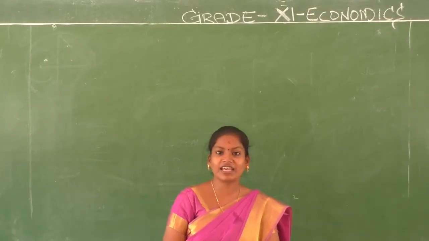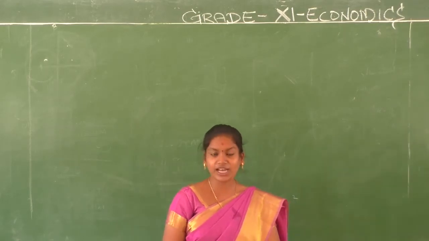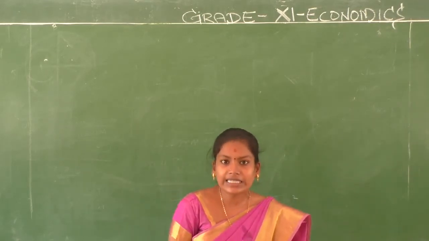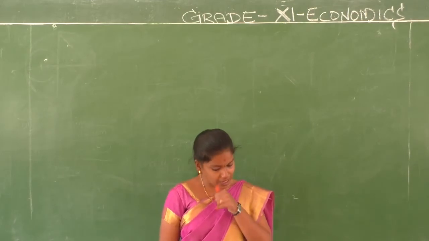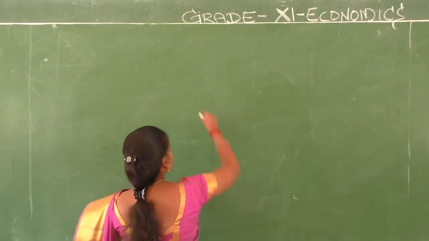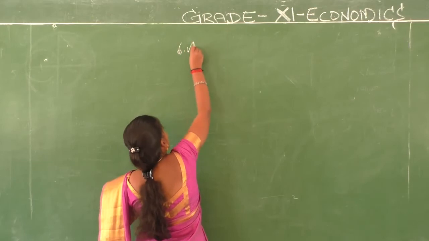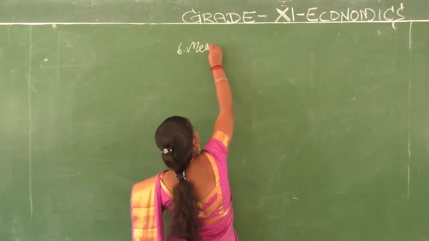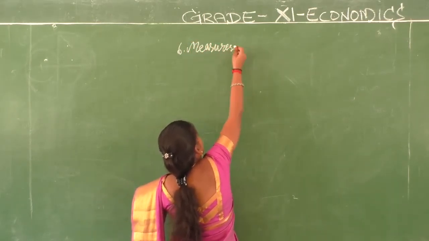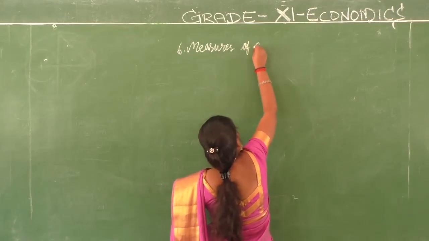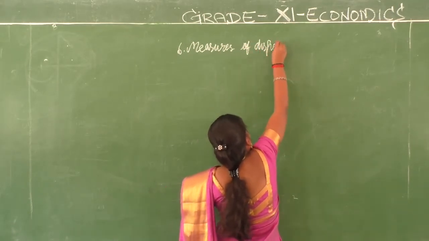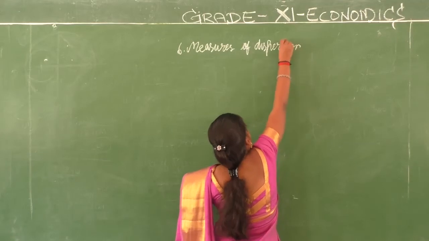Again in grade 11 economics. So we have completed chapter 5, we have completed till measures of central tendency, and we are moving into what? Measures of dispersion. So we are going to chapter 6, which is going to be measures of dispersion.